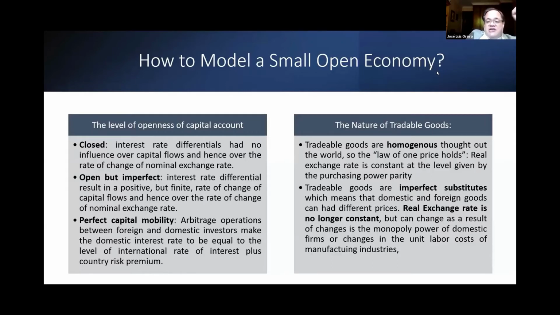Another issue is the nature of tradable goods. Tradable goods could be homogeneous throughout the world, so the law of one price holds, which means that the real exchange rate is constant at the level given by the purchasing power parity. Or tradable goods are imperfect substitutes, which means that domestic and foreign goods can have different prices. In this case, the real exchange rate is no longer constant, but can change as a result of changes in the monopoly power of domestic firms or changes in the unit labor costs of manufacturing industries.